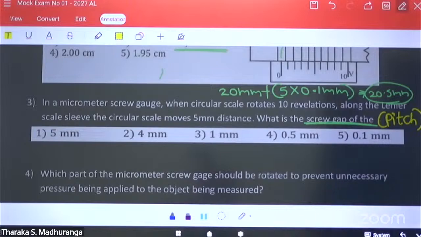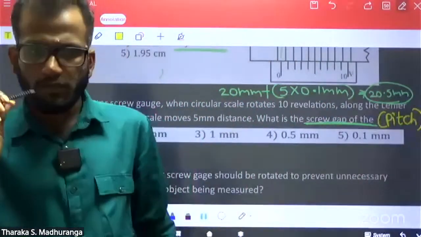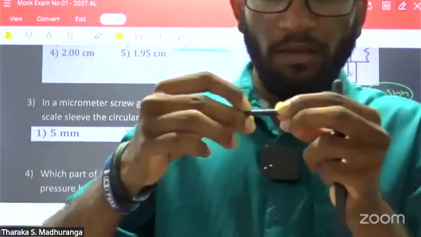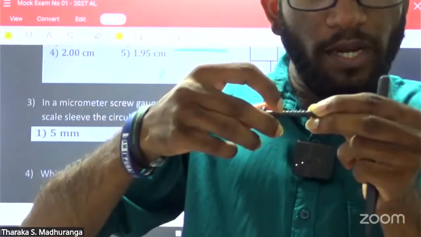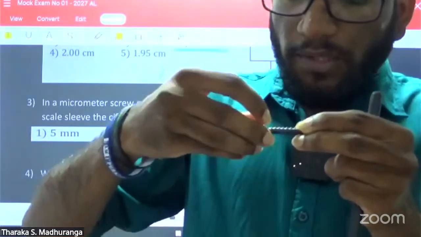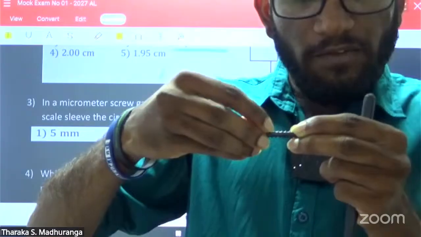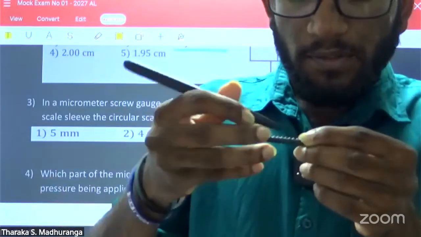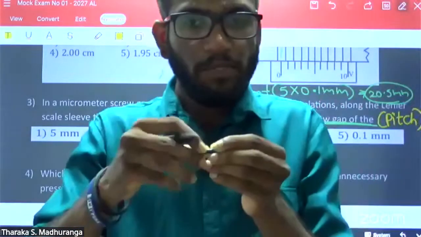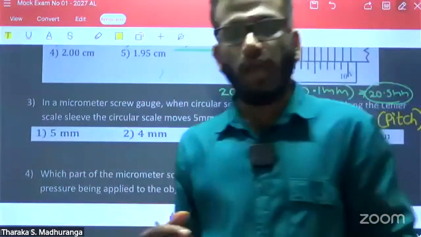This one. If you have this type of screw nut, the pitch means the gap between two threads. We call these threads. The gap between two threads, we call this gap. This small gap we call the thread pitch or screw gap of the screw nut.